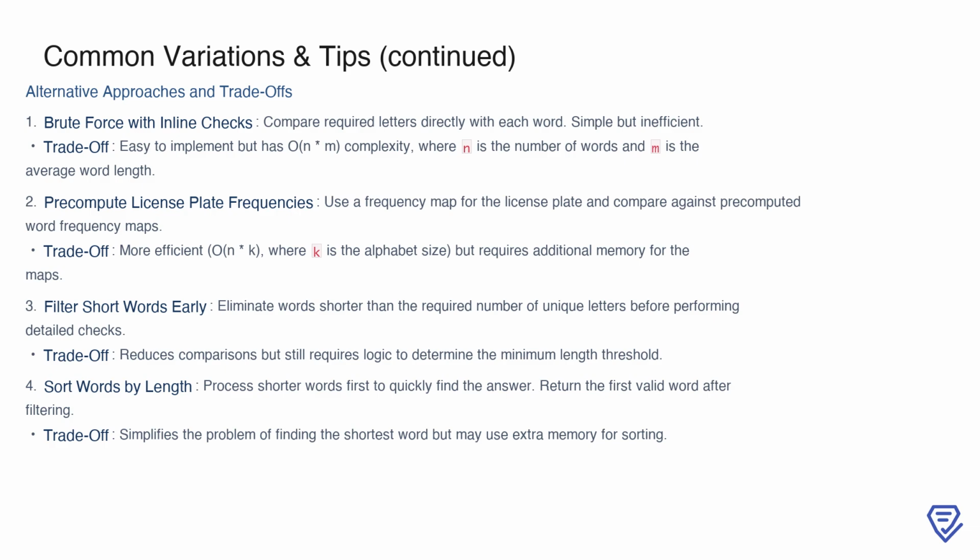Filtering short words early is another effective strategy. By eliminating words that are too short to meet the requirements, you reduce the number of comparisons you need to make. The trade-off here is implementing logic to determine the minimum length threshold. Finally, sorting the words by length is a clever way to process shorter words first and find the answer quickly. Once you find the first valid word, you can return it immediately. However, sorting can add extra memory overhead, so that's something to consider when evaluating this approach.